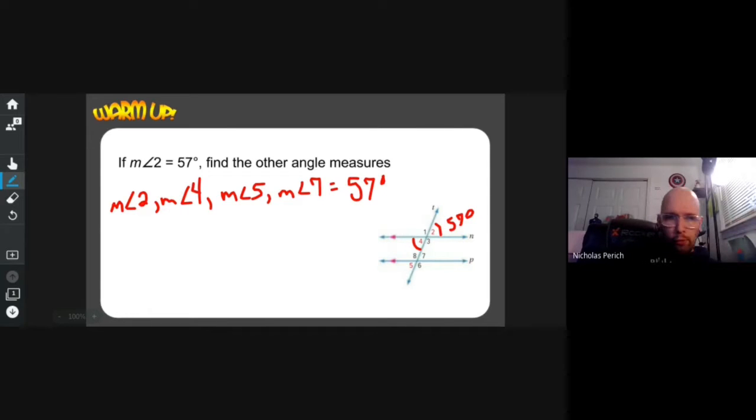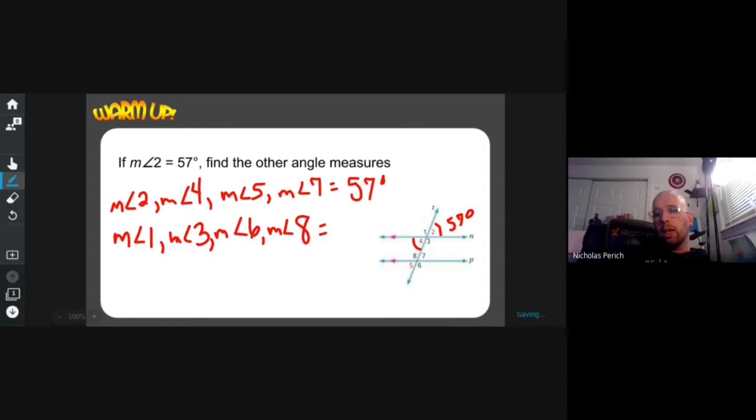What would the other 4 be? While I write this out. You just subtract from 180. 123, Santiago said in the chat. Yeah.